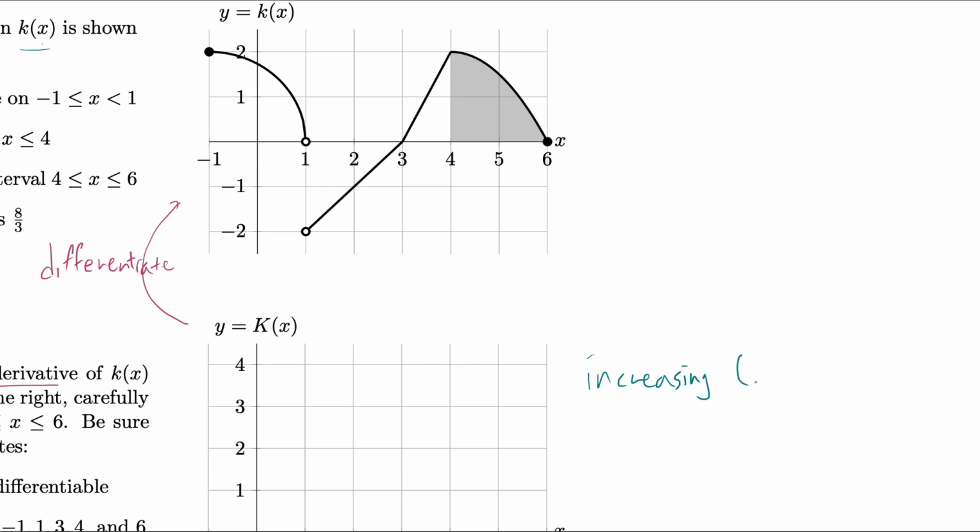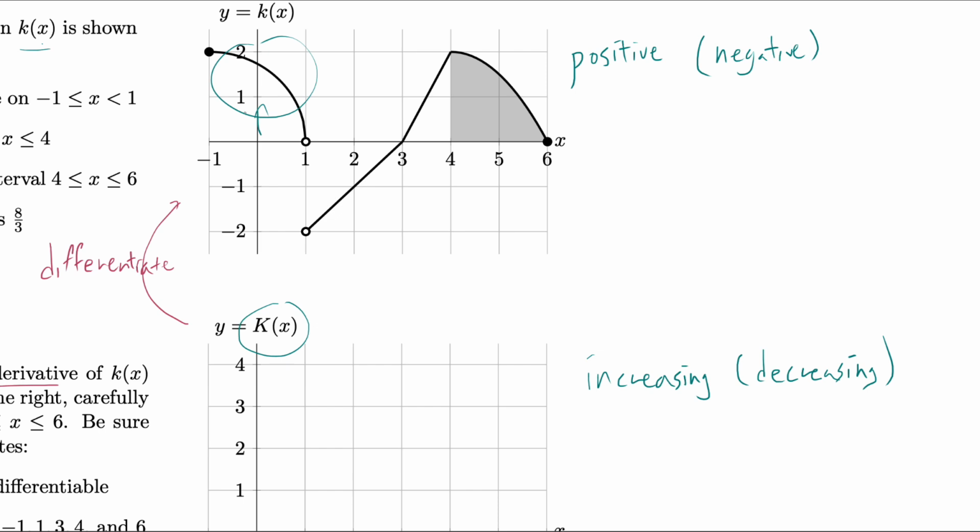Or how can I check whether it's decreasing? Well, capital K of x is going to be increasing when the derivative, the little k of x, is positive, right? And it's going to be decreasing when the derivative, little k of x, is negative. So for example, here, little k of x is positive, it's above the x-axis here. So you know this capital K should be increasing on this interval.